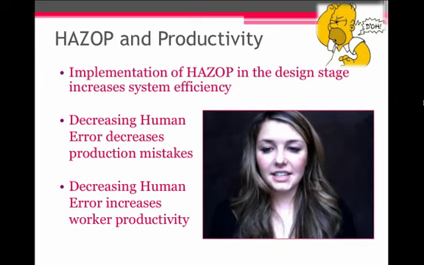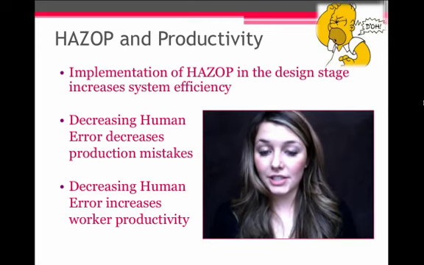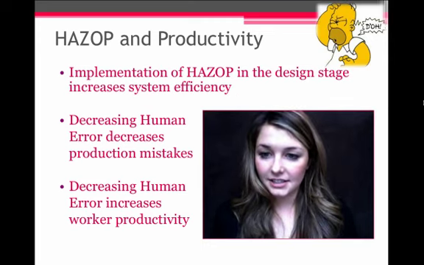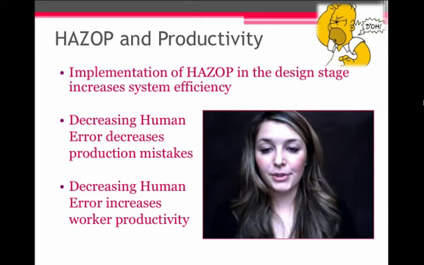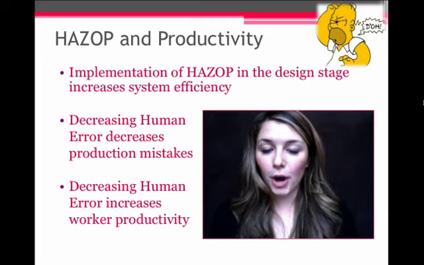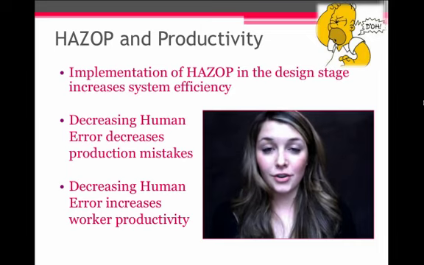In addition to this, decreasing human error also decreases production mistakes. Human error resulting in production mistakes can decrease productivity by wasting time and money to fix or redo the incorrect process.